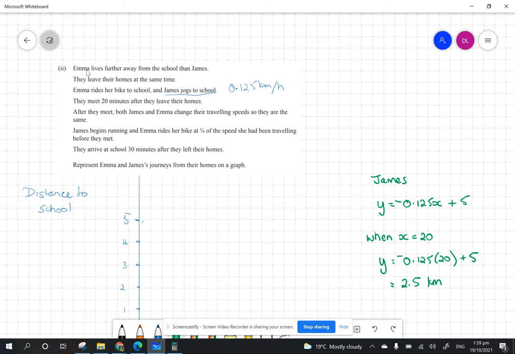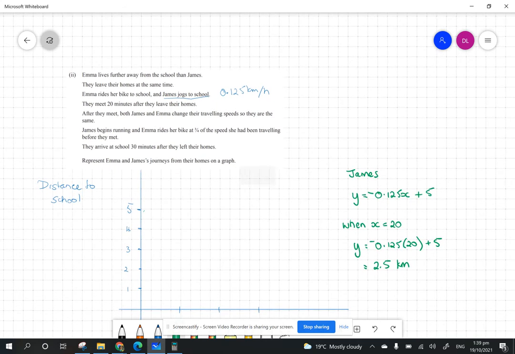Reading this one here, Emma lives further away from school than James does. They leave their home at the same time. Emma rides her bike to school and James jogs to school. Since he jogs to school, that is the speed that you have just worked out. They meet at 20 minutes after they leave their homes. After they meet, James and Emma change their travelling speed, so they are the same. So let's try and do this.